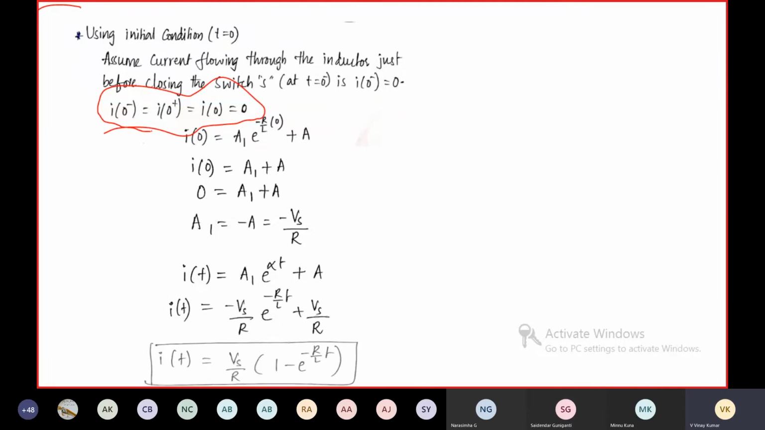We finally will have the expression. This is for t greater than 0, with zero initial condition. Zero initial condition means I of 0 minus is equal to I of 0 plus is equal to I of 0, which is equal to 0. With zero initial condition, we place an uncharged inductor in the circuit. Then we'll get the equation like this.